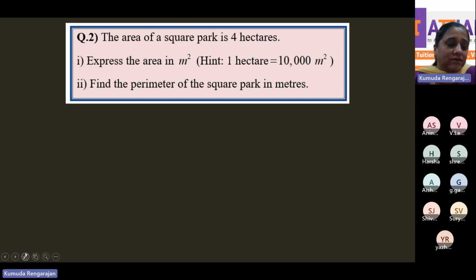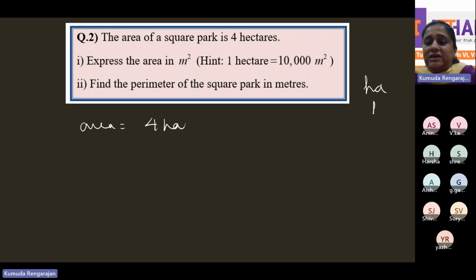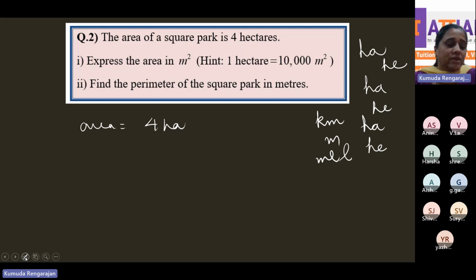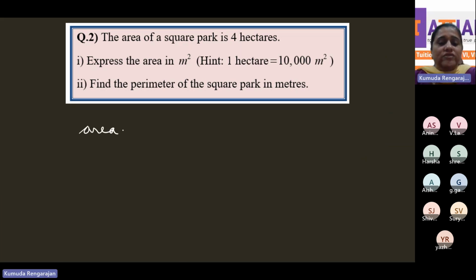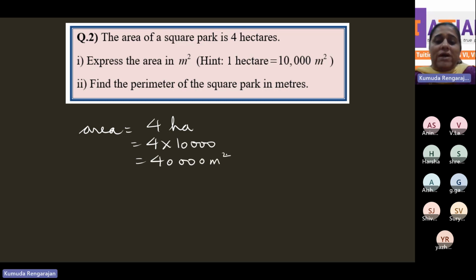The area of the square park is 4 hectares. The short form for hectares is HA, not HE. Like kilometer is km, meter, liters, milliliters. Hectares is HA, not HE. So the area of the square park is 4 hectares, which means it is 4 into 10,000, 40,000 meters square. So this is the area of the square park in meter square.